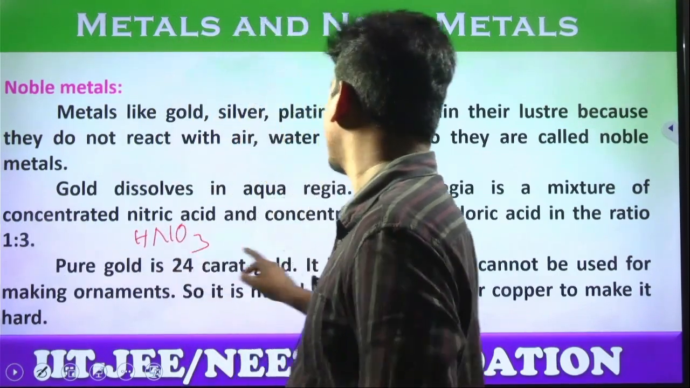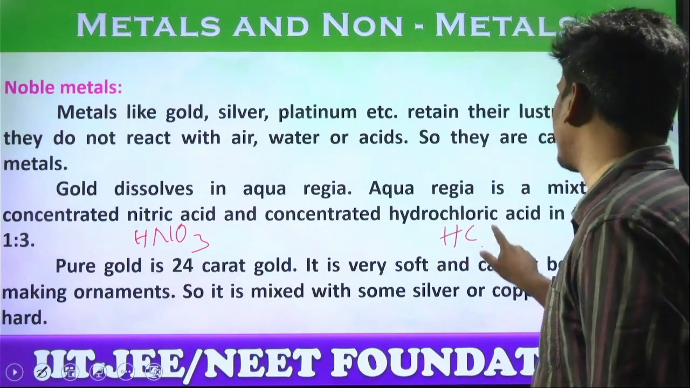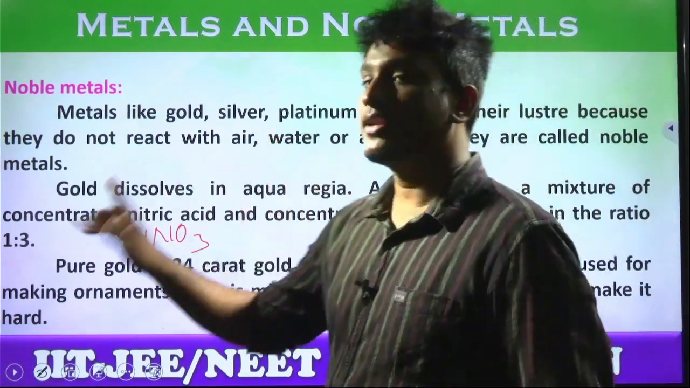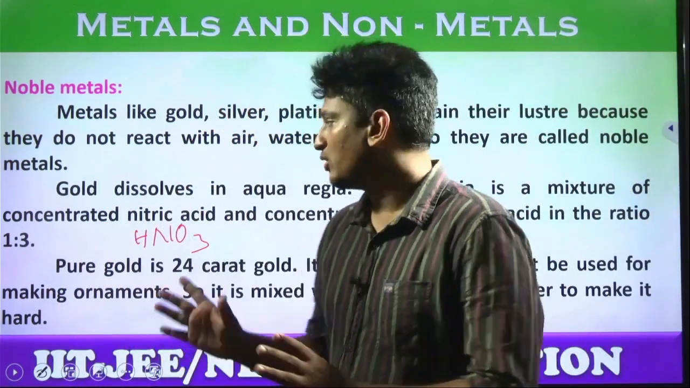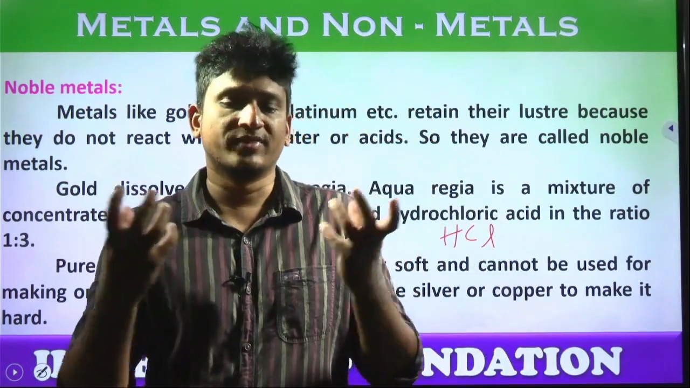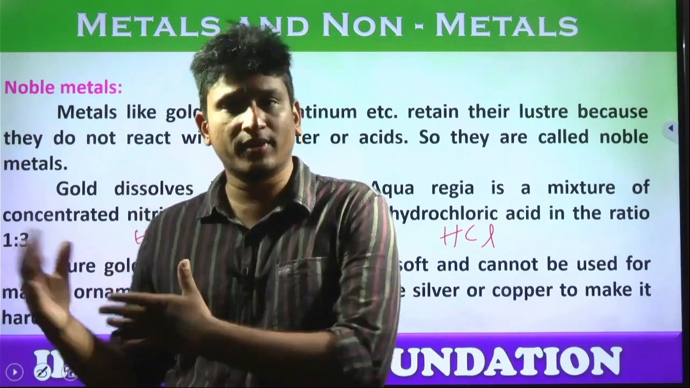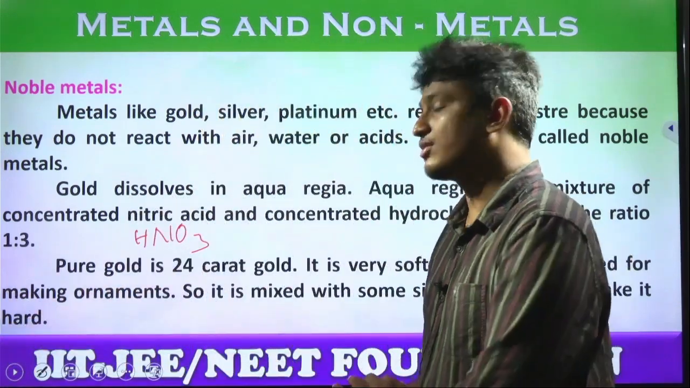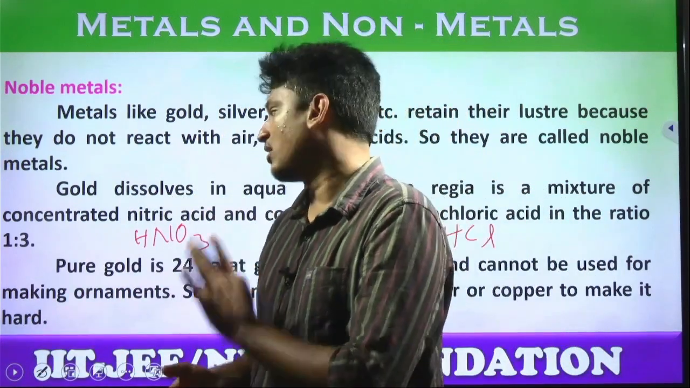HNO3, nitric acid, and concentrated hydrochloric acid. What is the formula? HCl. In the ratio of 1:3. These can dissolve gold, mainly used for purification of gold or giving shine to the old gold. For that purpose, this mixture of nitric acid and hydrochloric acid is used.